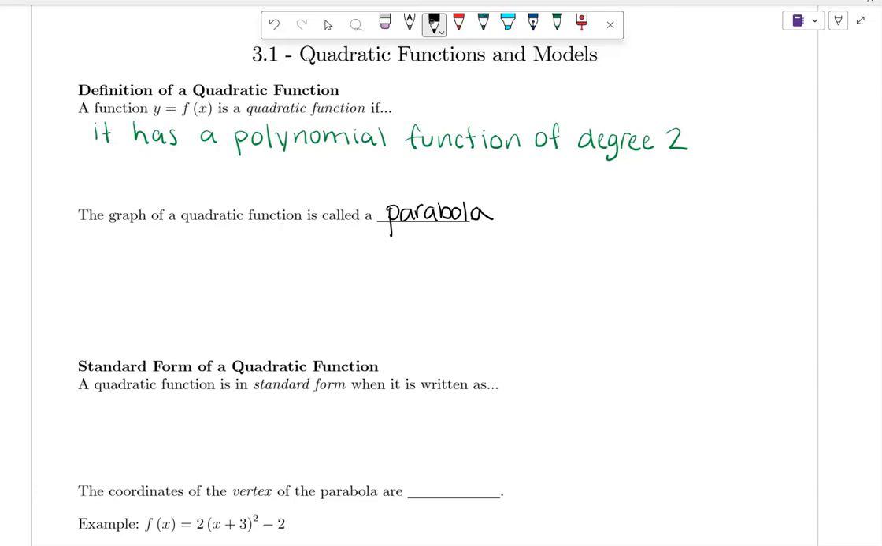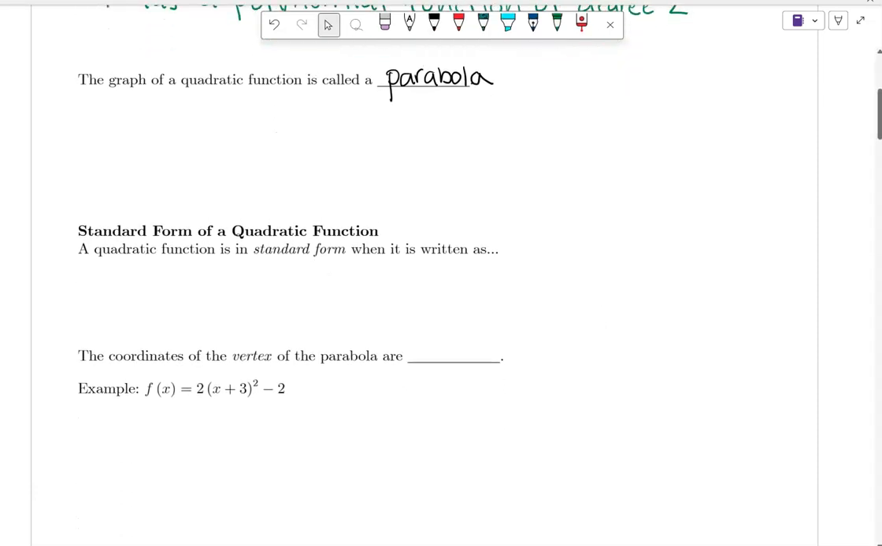Awesome. And what does a parabola look like? A U. Yep. So it's either open up or down. Now what we're going to be learning today is putting quadratic functions into standard form. On your homework on the WebAssign and in the book, they'll call it vertex form, but vertex form is the same as standard form. We just call it standard form.